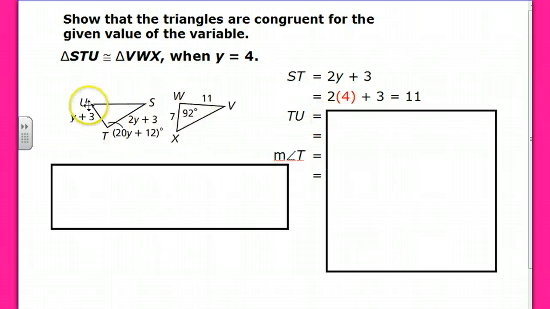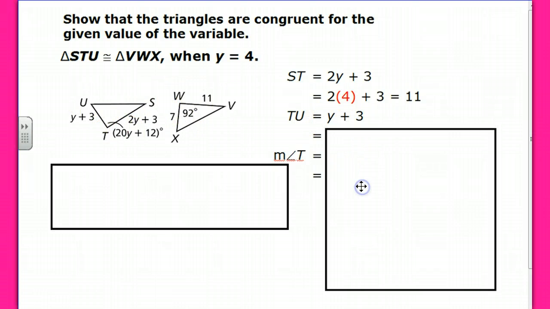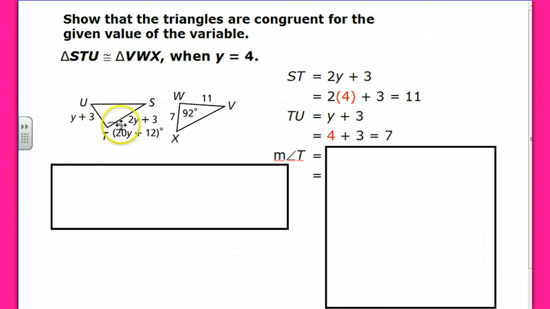And now we'll find TU, which has an expression y plus 3. When we substitute, we get 7, which matches up with length WX. So we see that we have 11 with a 92-degree angle and 7. We have 11. What is this angle? Because we do have 7. If we can prove that this angle is 92, we can prove that these triangles are congruent by SAS, right?